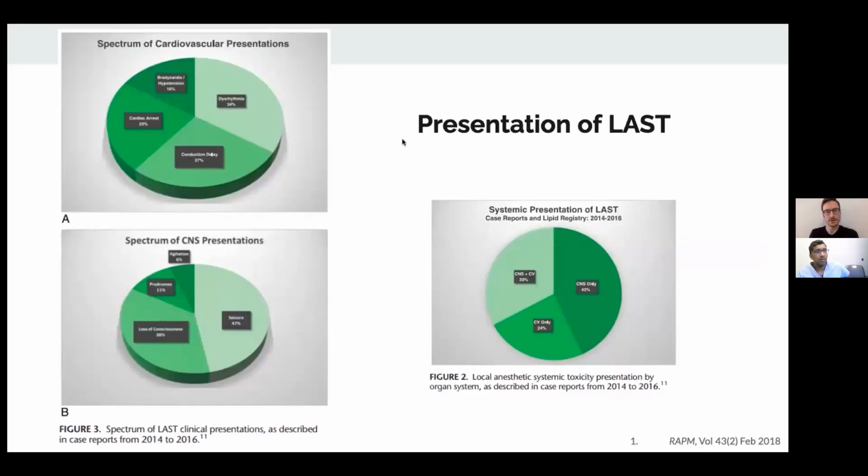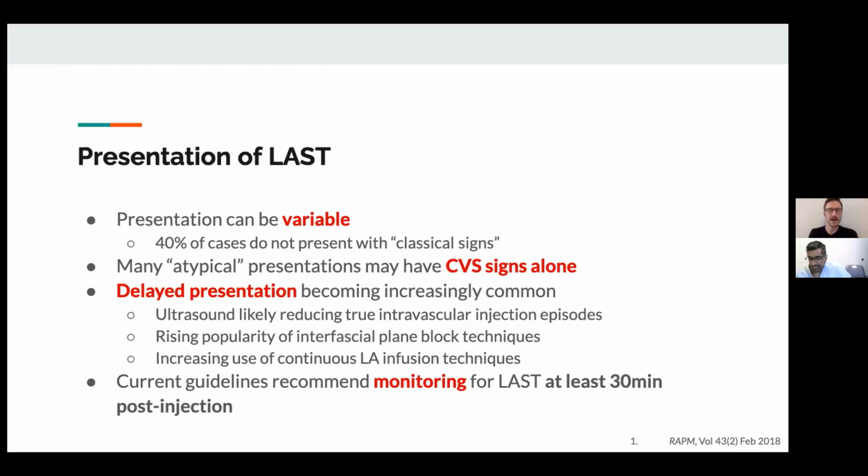This is just meant to show that the presentation is quite variable. There's no textbook cookie cutter presentation that is going to happen when you have a LAST. It can be arrhythmias, it can be cardiac arrest, it can be bradycardia, it can be CNS signs with cardiovascular signs or without. It can be cardiovascular signs alone with no mental status changes. So the point of this is really just to show that if you're doing a block and something seems abnormal, LAST should be immediately coming to mind as a possibility. So again, variable.